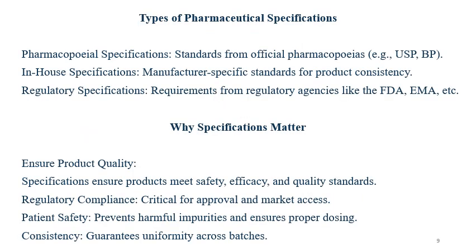Coming to the types of pharmaceutical specifications. First, pharmacopoeial specifications. You can remember them by the pharmacopoeial monograph. These are standards from official pharmacopoeias like USP and BP. Then in-house specifications, which are manufacturer-specific standards for product consistency. Then regulatory specifications, which are requirements from regulatory agencies like FDA, EMA or other authorities.